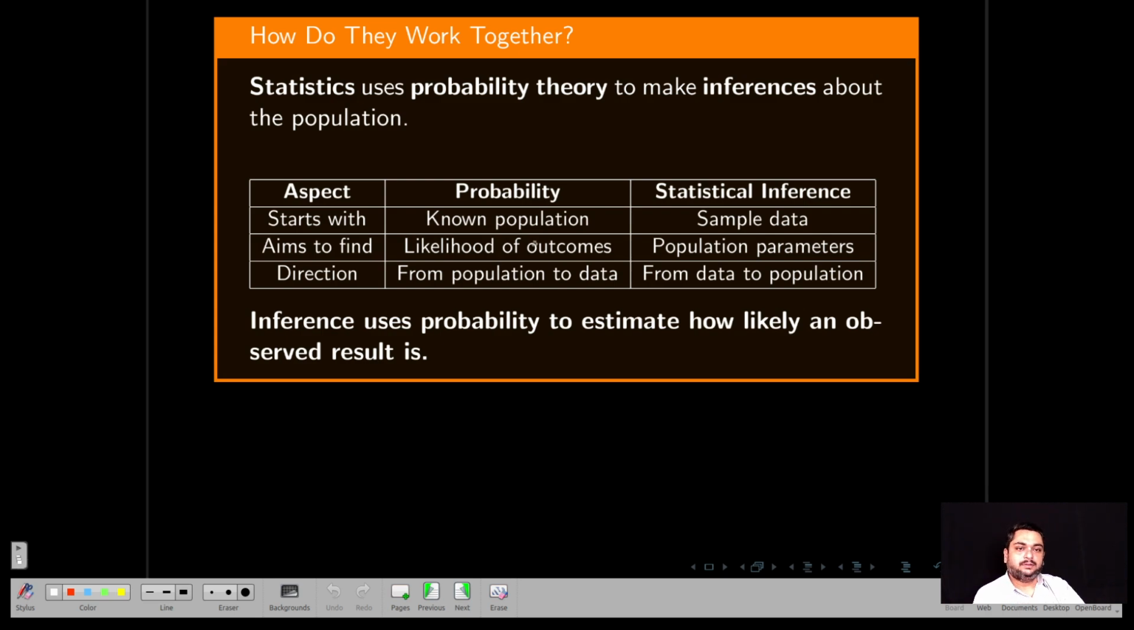Now let us go in depth. How do they work together? Statistics is one area and probability theory is another area. How do they help to make inferences about the population?